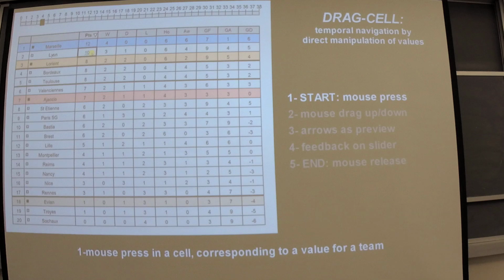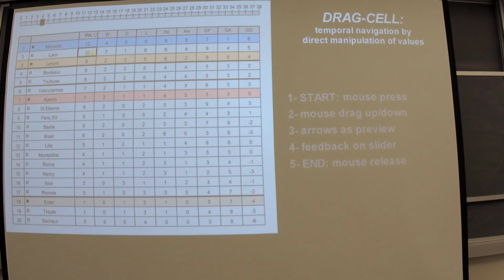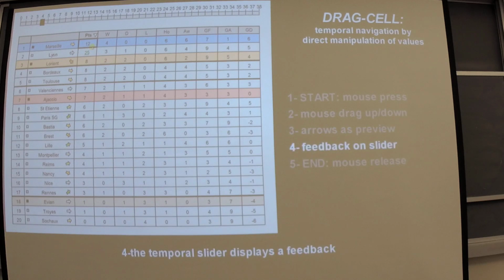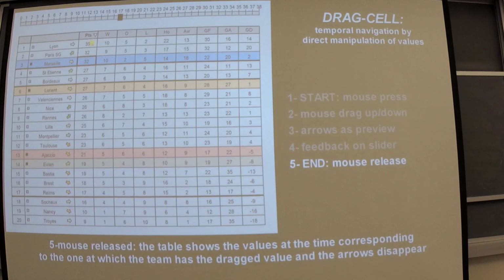First, the user mouse clicks a cell corresponding to a team's dimension. By dragging the mouse up and down, she explores the value domain of the cell. Arrows indicate a preview of each team's behavior if the mouse were to be released, and a temporal slider displays feedback. When releasing the mouse, the table changes to the time at which the team has the selected value. The arrows disappear.